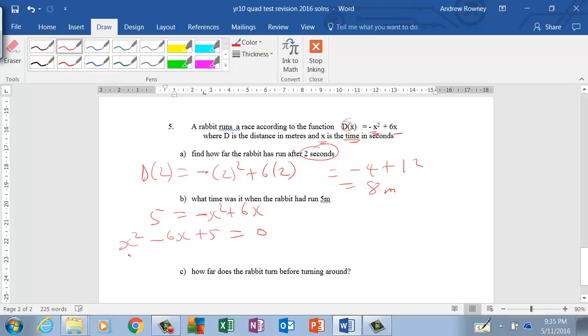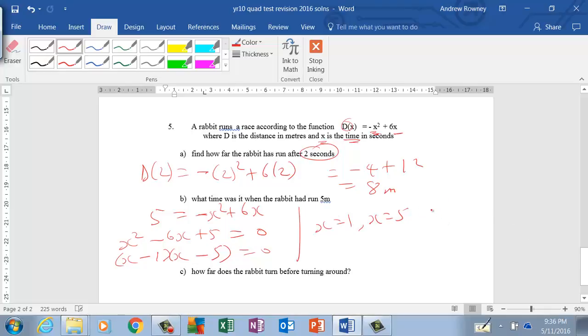I can easily FOIL that into 2 brackets. First, outs, inners, last. 5 comes from 1 times 5. To get the outs and inners to be minus 6, it's minus 5x minus 1x. Solving that equation, we can see we got x equals 1 and x equals 5. That makes those 2 brackets 0. So they are the 2 times. It's at 1 second and 5 seconds that the rabbit has run 5 meters.